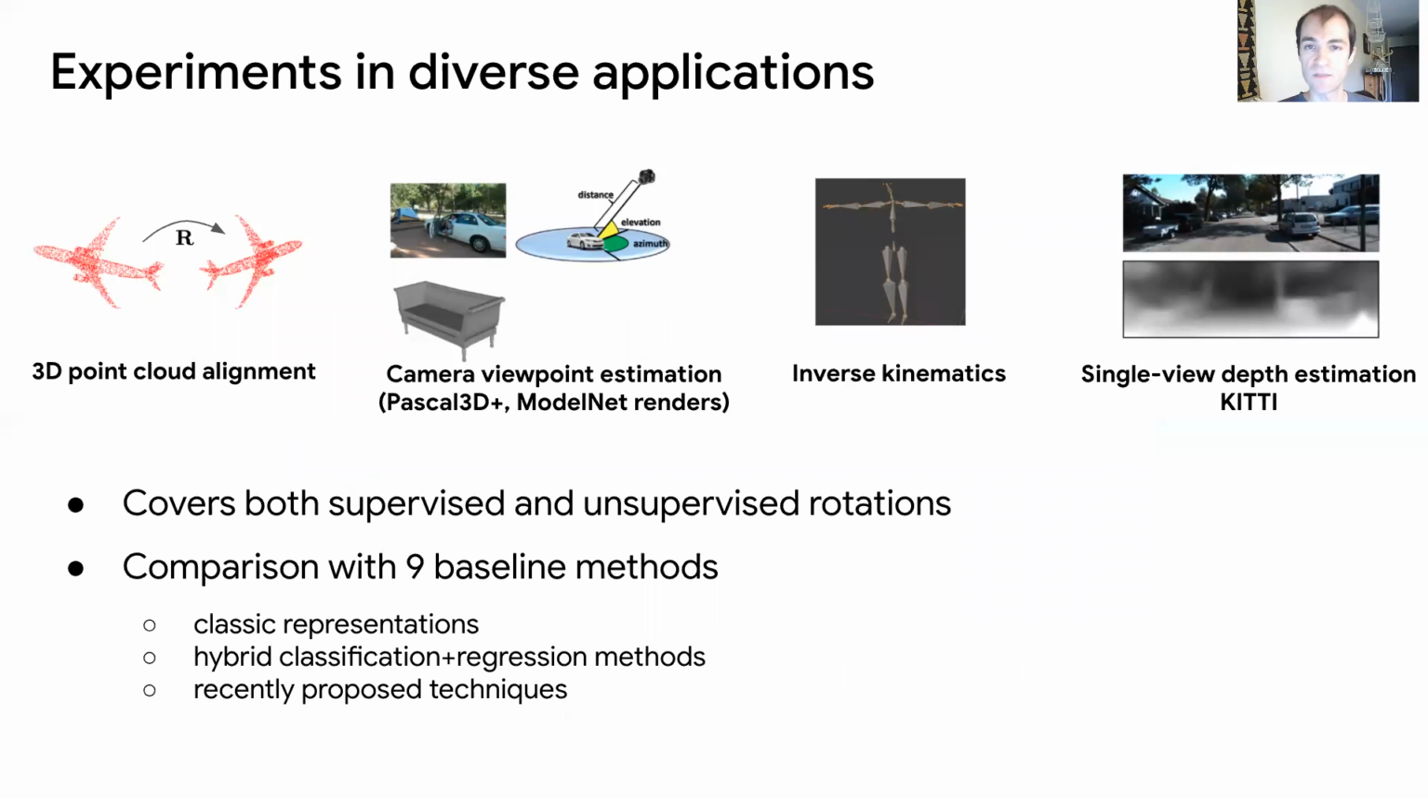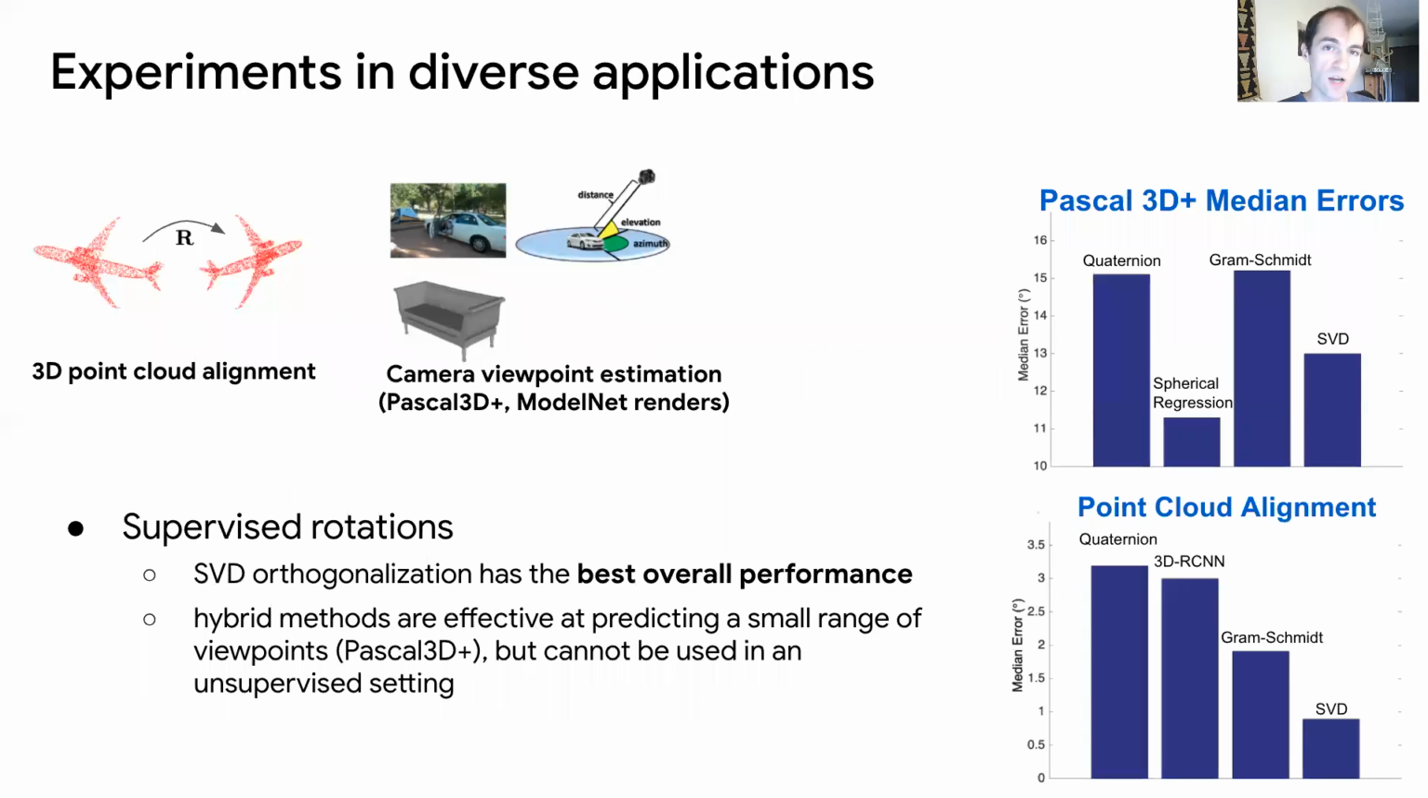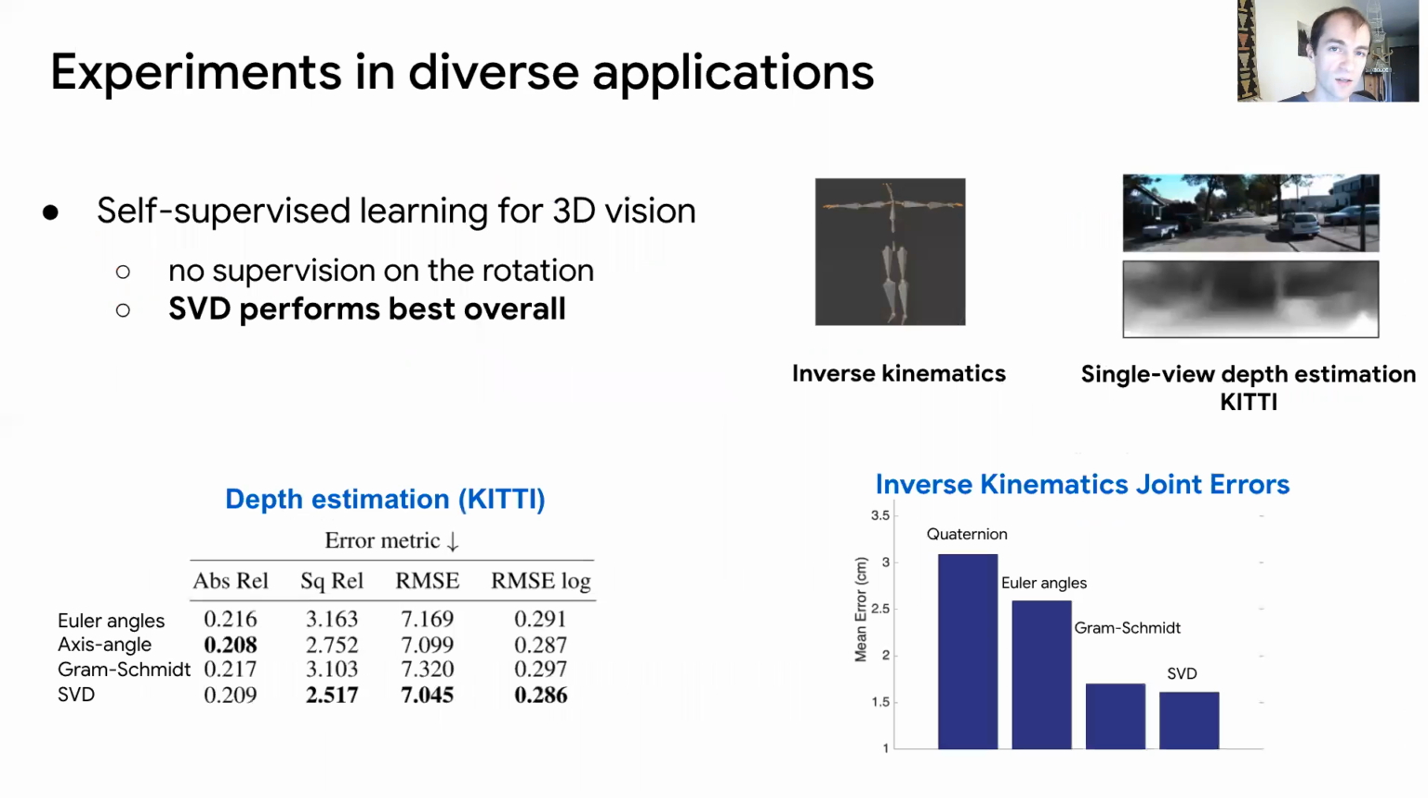We evaluated SVD on a broad spectrum of applications covering both supervised and unsupervised rotations and against many baselines. For supervised pose estimation, SVD performs best overall. When the range of viewpoints is small, hybrid classification regression methods do better, though these methods require supervision. The trend continued in the important setting of unsupervised 3D learning, where SVD orthogonalization again performs best overall.